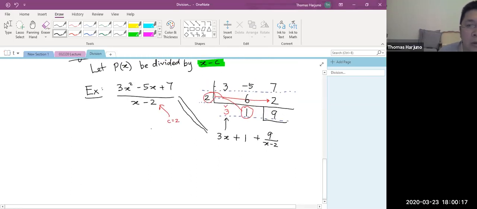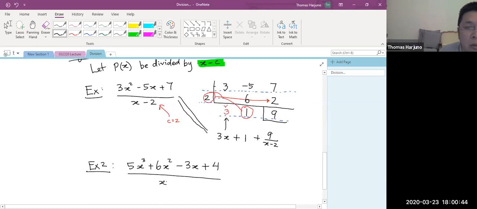If you are done copying that down, let me ask you to try this. Example 2. I make it a bit longer so that you enjoy the writing. Let's say I have 5x cubed plus 6x squared minus 3x plus 4 over x plus 3. Okay, you try.